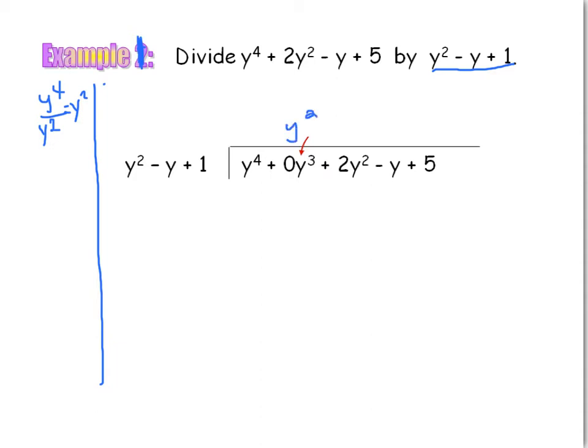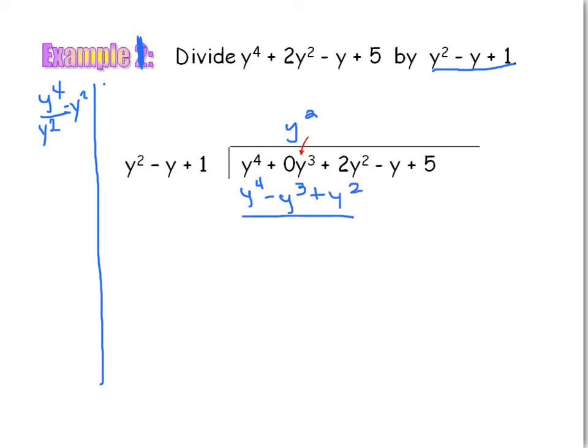All right? Just like what we did in old school, we're going to take this times this. Except for, in this case, we're going to have to distribute. So I'm going to take y squared times y squared times negative y squared times 1. I'm going to write all 3 terms down here just like we did when we divide normally. So y to the 4th minus y cubed plus y squared.